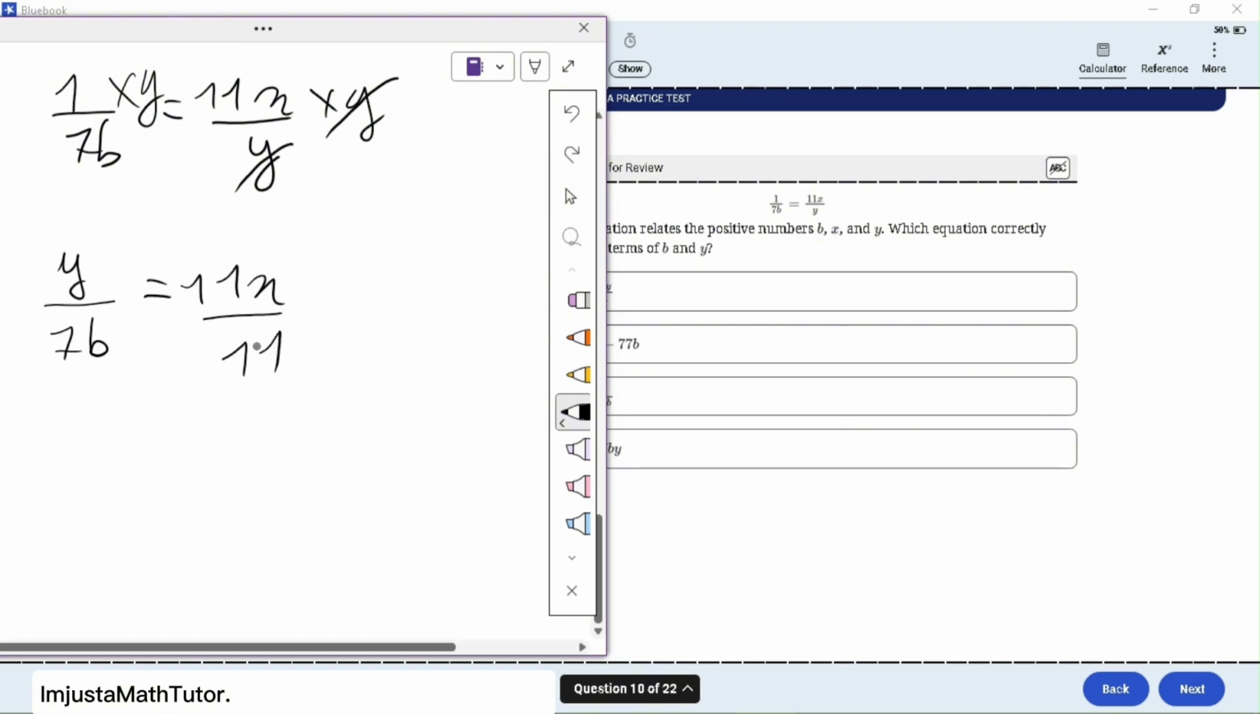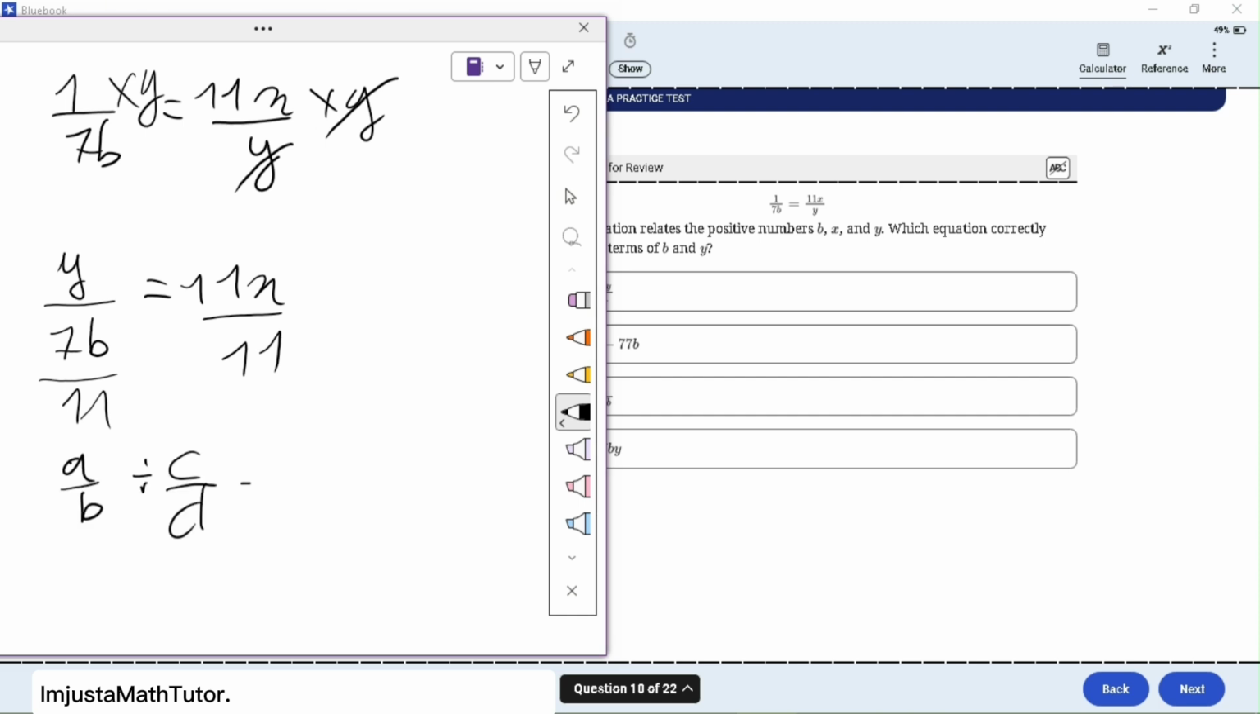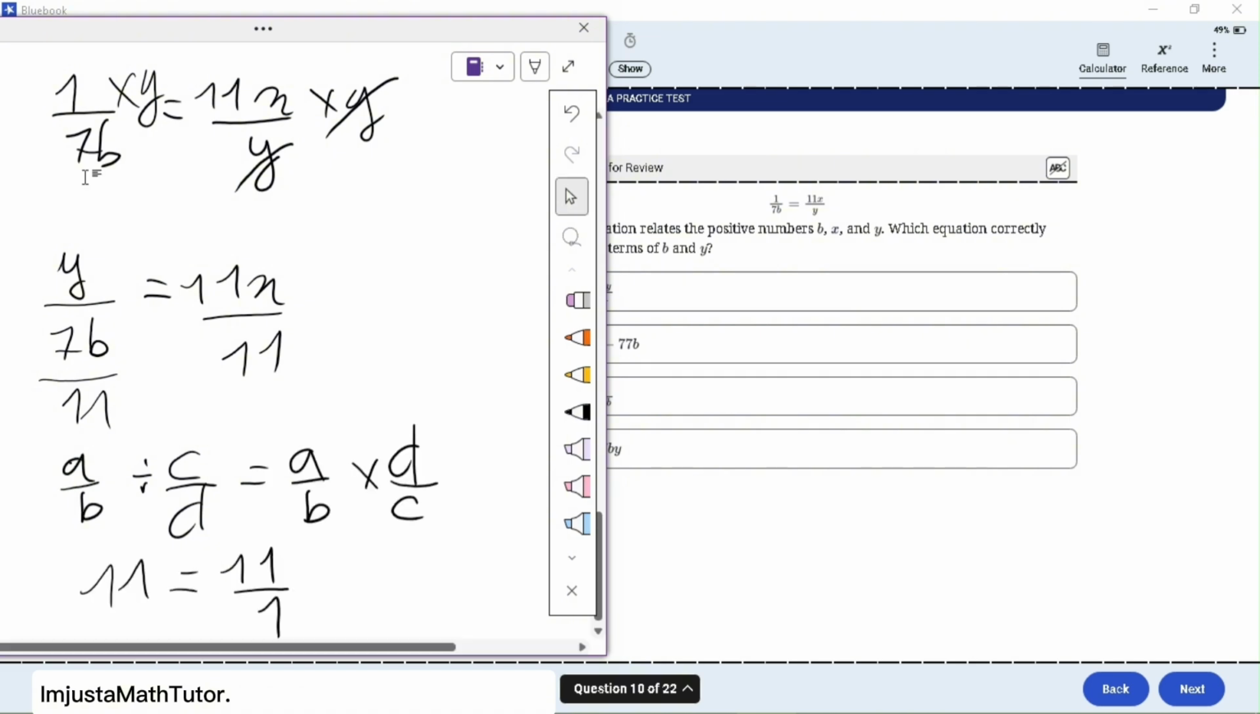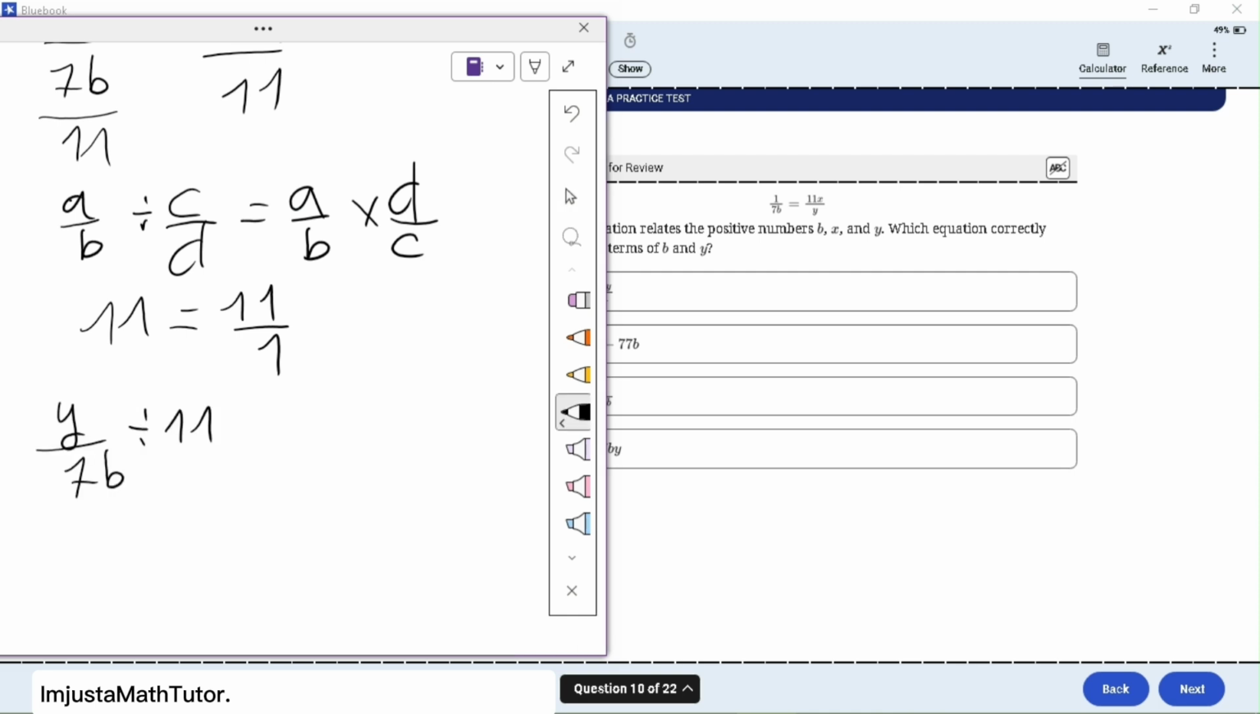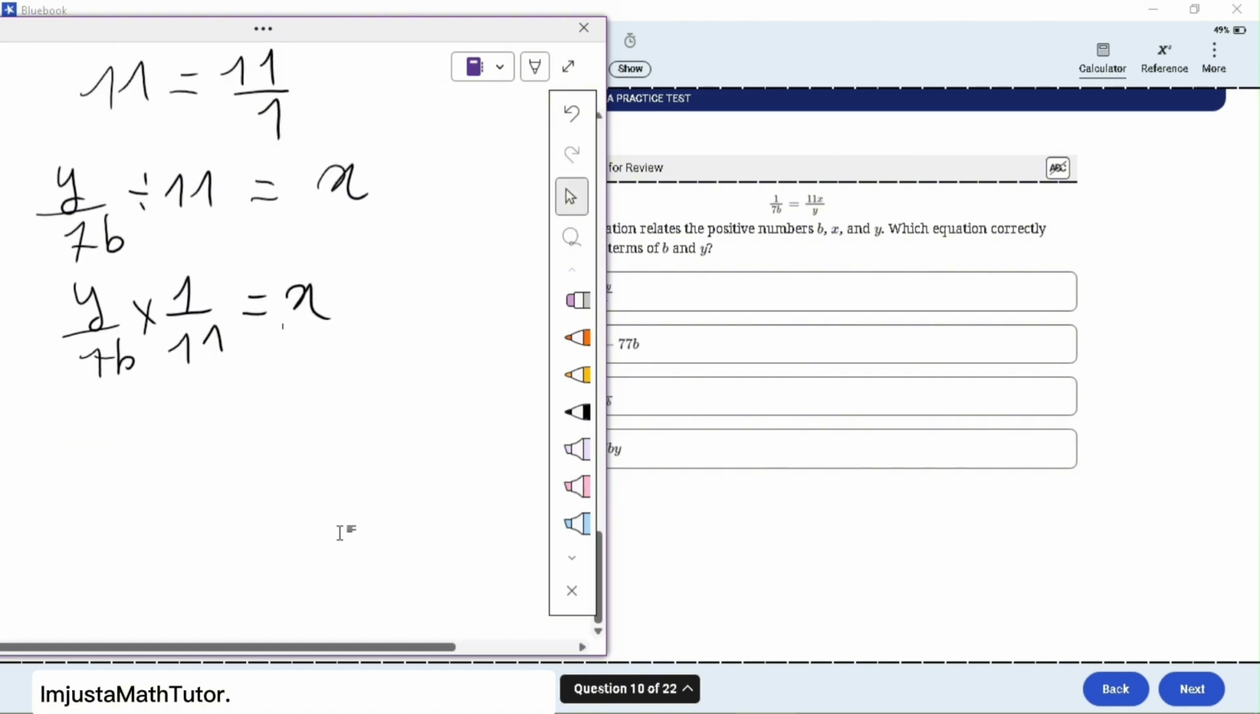Now we know that if we divide two fractions, it's going to equal multiplication by the inverse fraction. And we know that 11 equals 11 divided by 1. And now we have y divided by 7b times 1 divided by 11. So we multiply the denominators, which gives us y divided by 77b equals x, which is option C.